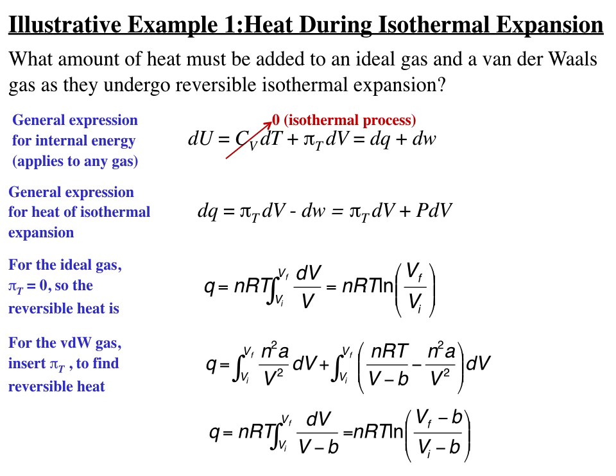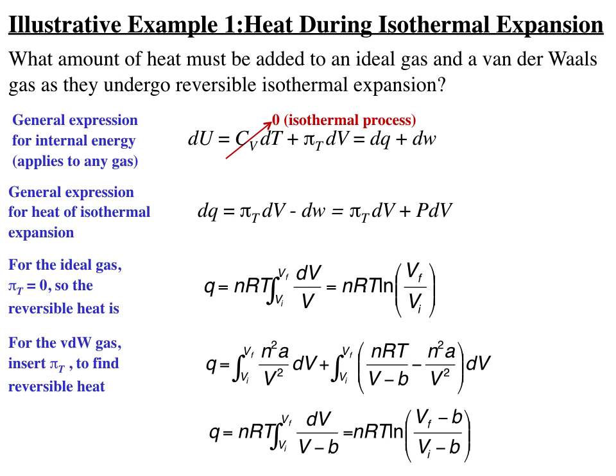Now what if the gas, instead of being ideal, is a van der Waals gas? Then pi T for the van der Waals gas, as we saw in the previous expression, is n squared a over V squared. So I have to integrate that part of the expression, and I have my plus nRT over V minus b minus n squared a over V squared, which I have to integrate as well. So notice the n squared a over V squared integral terms cancel. I have one at the front and one at the back.